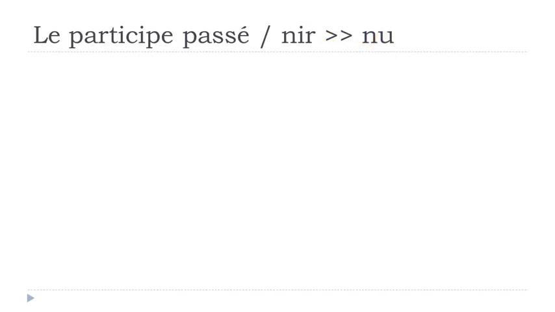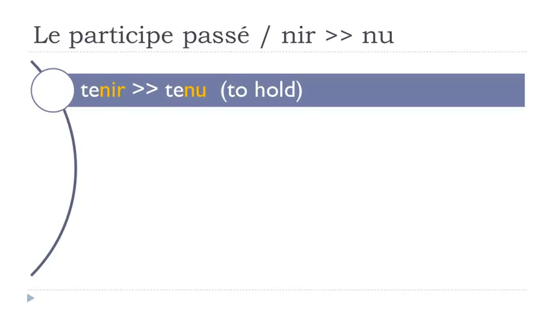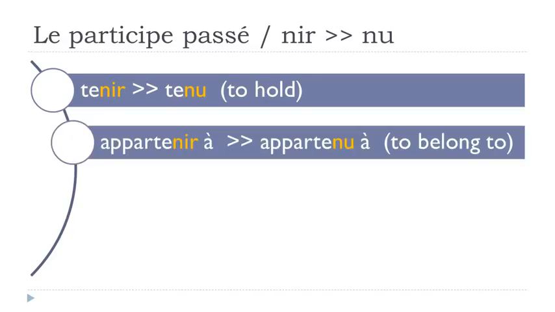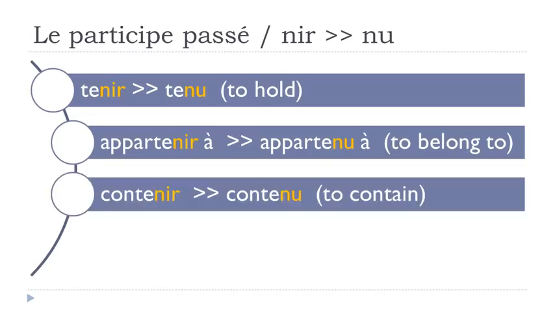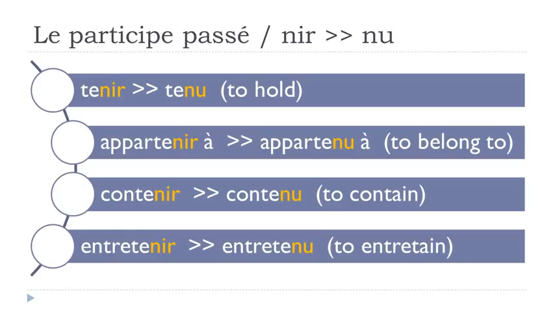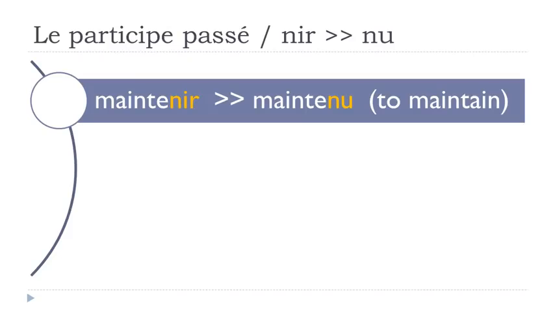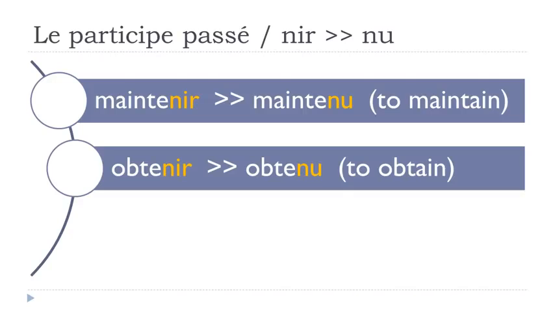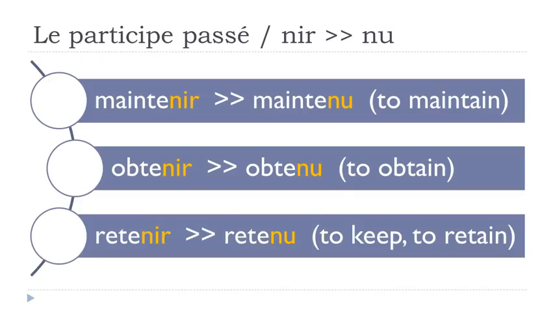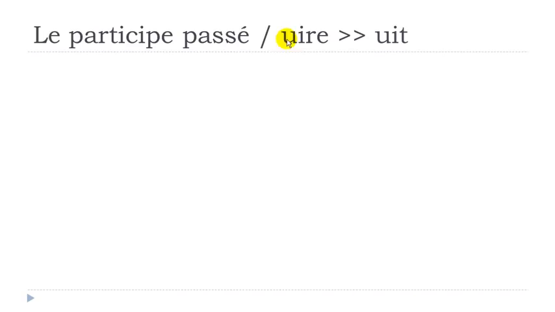Now a new group, verbs ending with nir, and it will become nu. Tenir, tenu. Appartenir à, appartenu à. Contenir, contenu. Entretenir, entretenu. And then it continues. Maintenir, maintenu. Obtenir, obtenu. Retenir, retenu.